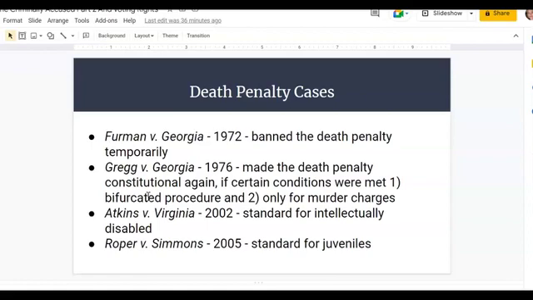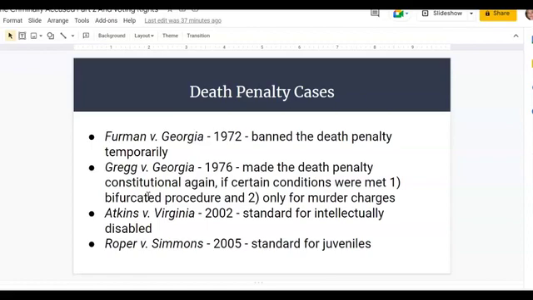and the defendant gets to present all kinds of evidence on his or her behalf. The other thing that this Gregg case made clear is that you can't give the death penalty sentence for cases like rape or child molestation or something like that. It has to be for murder charges.